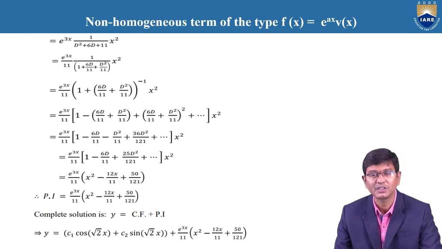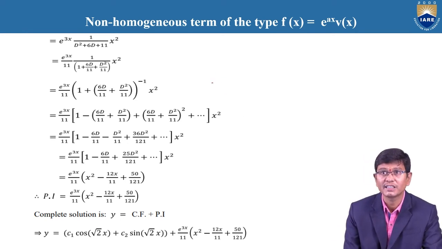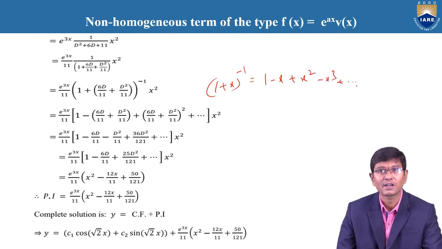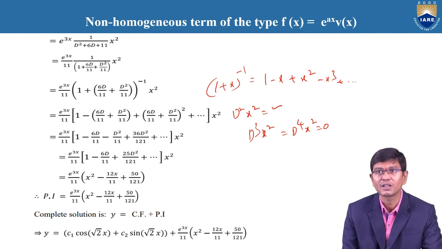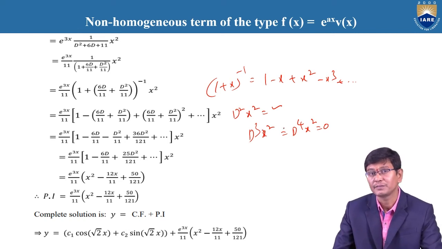And after that, again using type 3, we need to take out the common lowest degree term by using the binomial expansion, that is (1 plus x) whole inverse is equal to 1 minus x plus x square minus x cube plus, and so on. Proceeding further, consider d square of x square, which is required, and again d cube of x square equals d power 4 of x square equals 0, because beyond the second order it is not required.